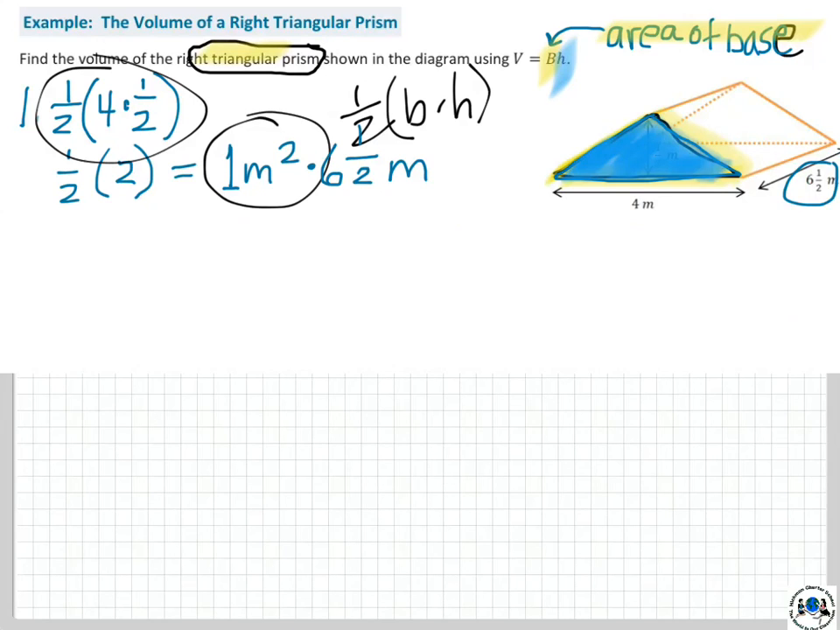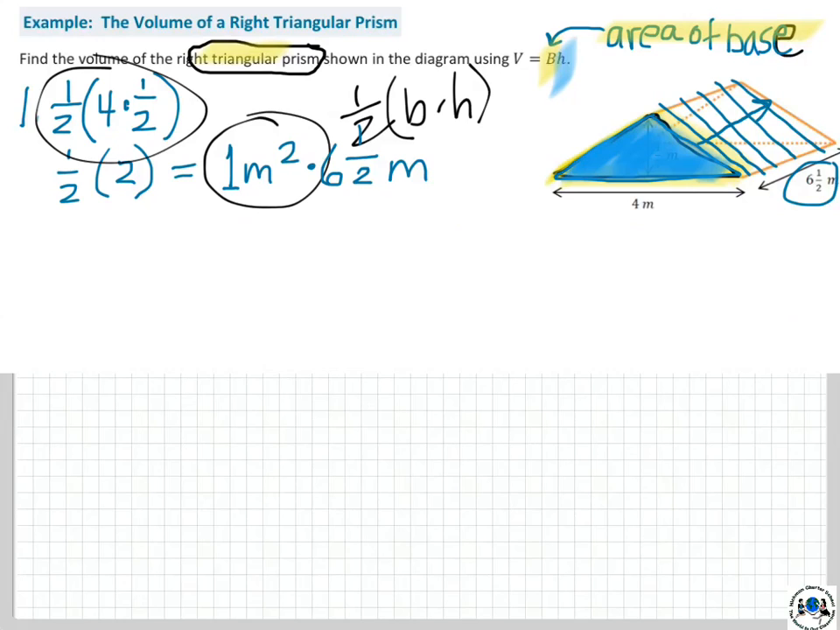It sure doesn't look like height on this diagram because we don't usually measure height flat on a surface. That's usually width or length, right? But we have to imagine that we're going to tip this right triangular prism over on its base, and if we do that, we will then have the height of 6.5 meters.